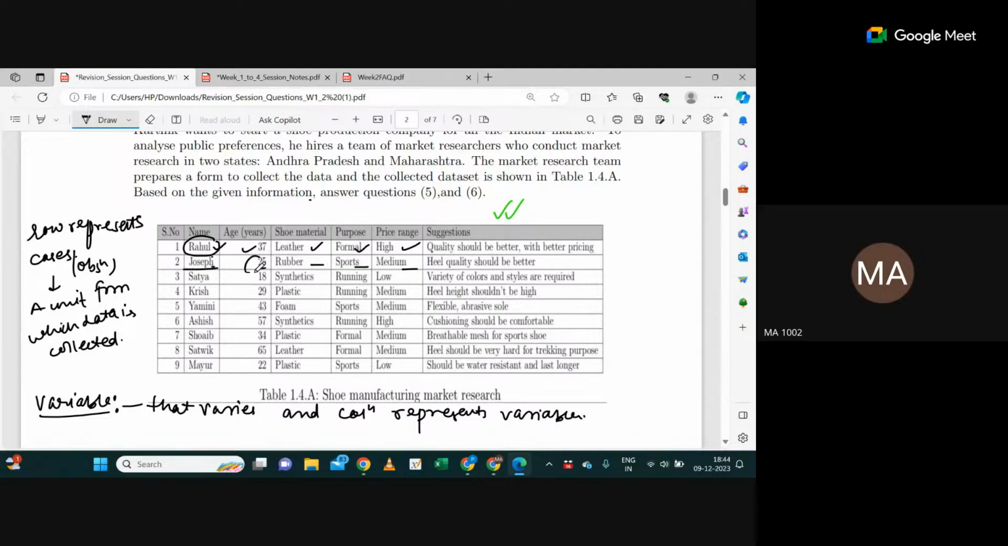So for Joseph, these data are collected, right? Not for sports, these data are collected. Yes or no? Are you getting my point? So basically, a case or observation is a unit from which data is collected, and cases should be unique. Okay. So if you see, is there any repetition of Rahul? No, right? All names are unique in this case, right?